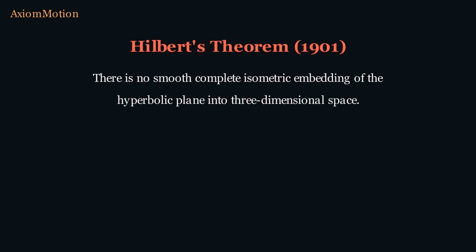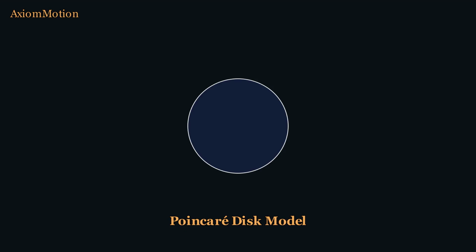In 1901, David Hilbert proved that there is no smooth, complete isometric embedding of the entire hyperbolic plane into ordinary 3-dimensional space. The pseudosphere realizes hyperbolic geometry only in a local patch. The full hyperbolic plane simply does not fit. A subtle caveat. C1 isometric immersions do exist by the Nash-Kuiper theorem, but they are infinitely crumpled and not physically meaningful. So how do we see the full hyperbolic plane?